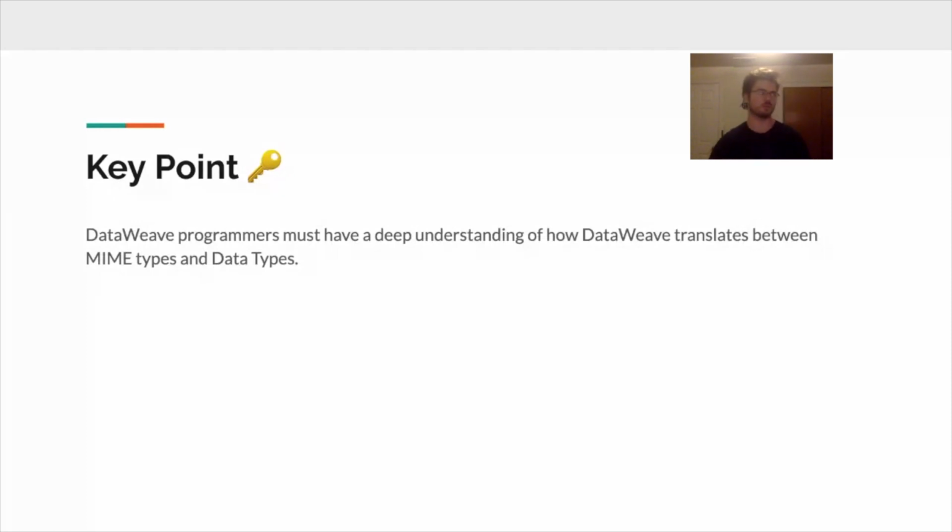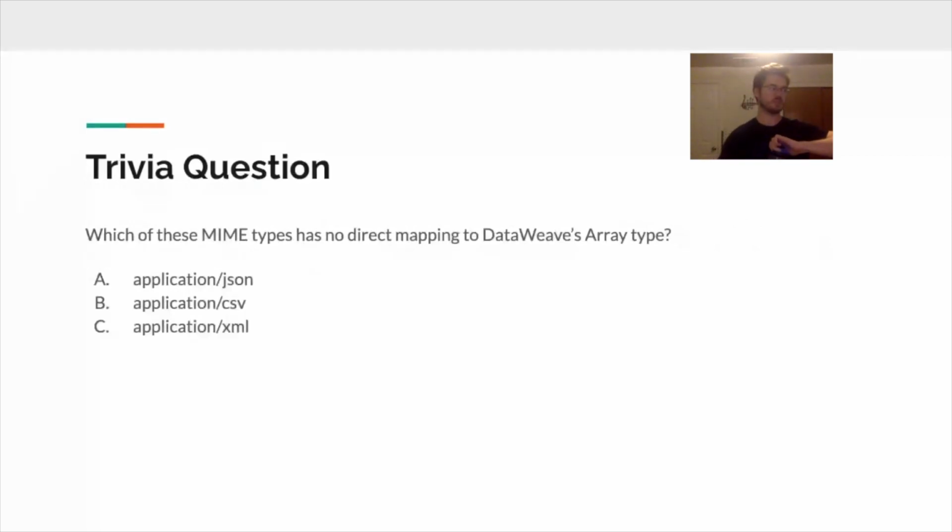It's super helpful. I think we're coming up on our last trivia question. This one shouldn't be too hard. Which of these MIME types has no direct mapping to DataWeave's array type? Some of y'all weren't paying attention.